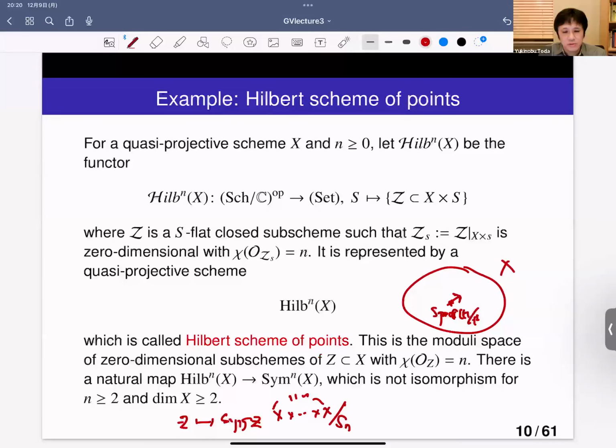But when n is bigger than or equal to 2, and the dimension of X is also bigger than or equal to 2, then this is not an isomorphism. So there are some non-trivial fibers.